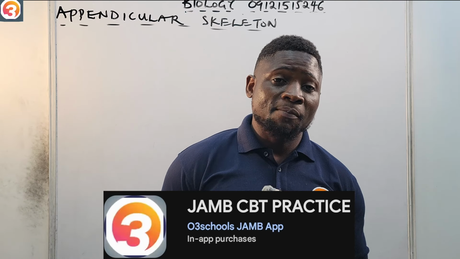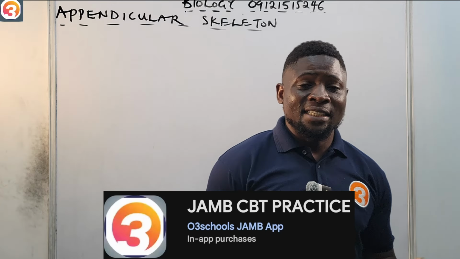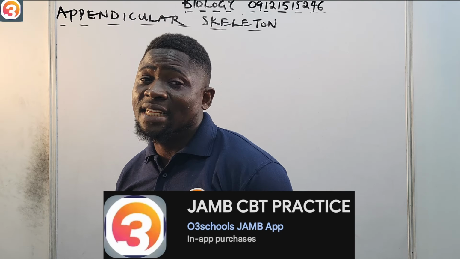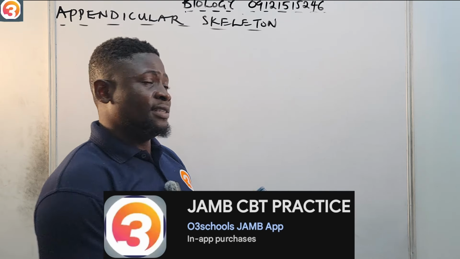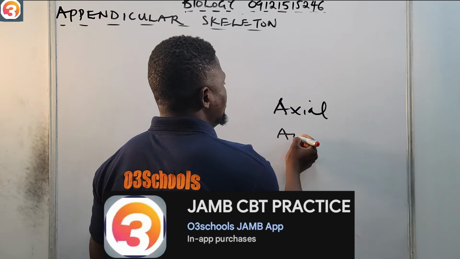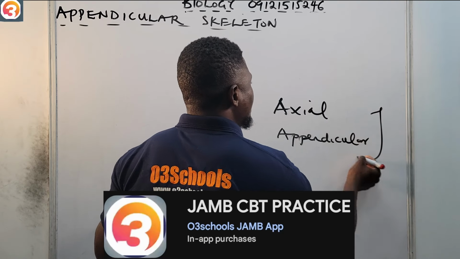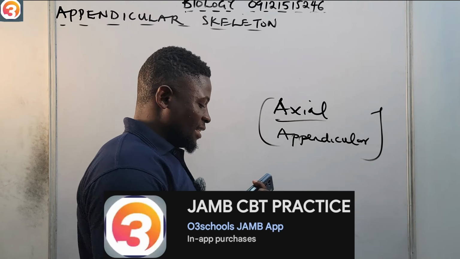Today we're looking at the appendicular skeleton. We said in the previous class that the mammalian skeleton is made up of the axial skeleton and the appendicular skeleton. We looked at the axial skeleton in the previous class.